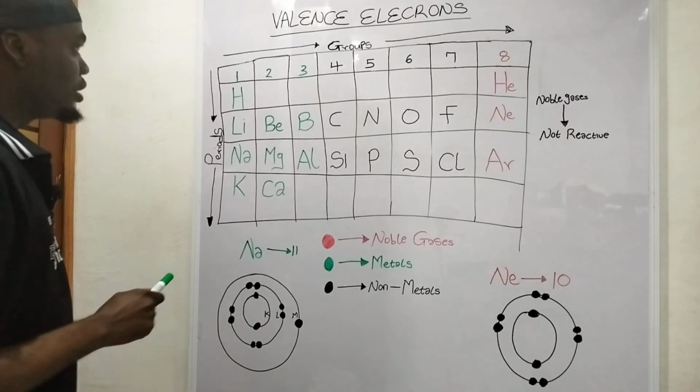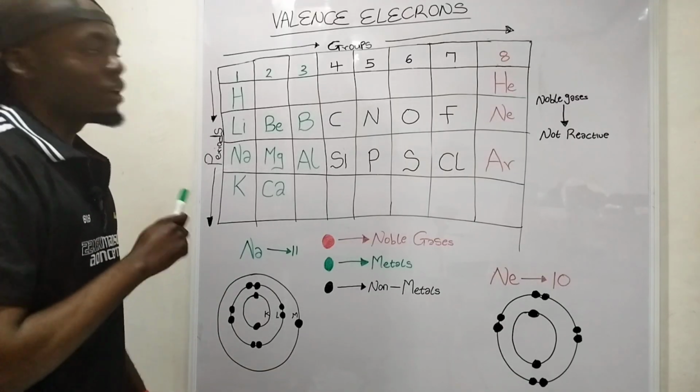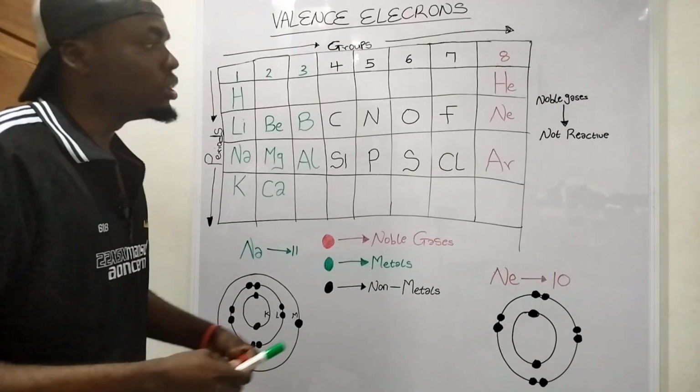Hope you understand. So with that, I believe that valence electron is well explained.